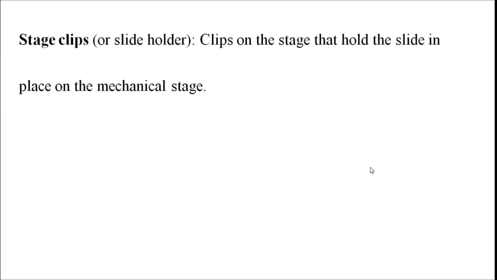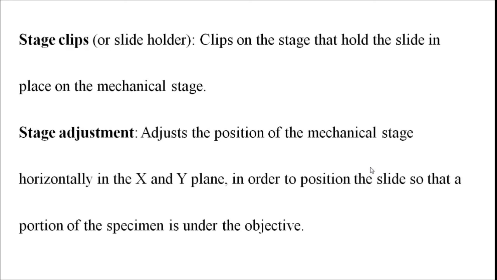Next part is the stage clips, or slide holder. The clips which are present on the stage can hold the slide in place on the mechanical stage. Next is the stage adjustment. By using this, the mechanical stage can be adjusted in position horizontally in the X and Y plane, so that the slide can be positioned and the portion of the specimen under the objective can be brought into view.